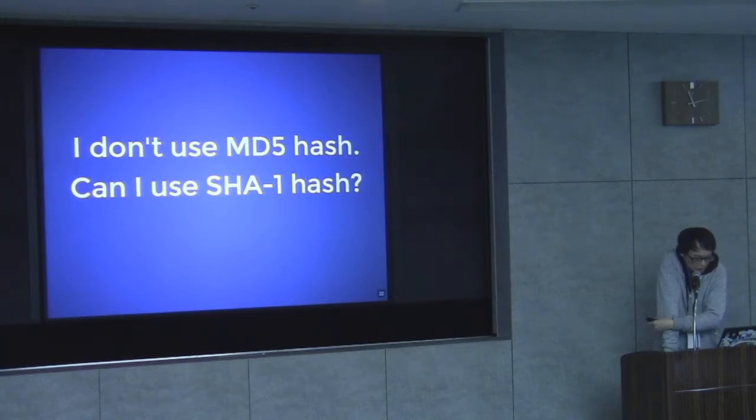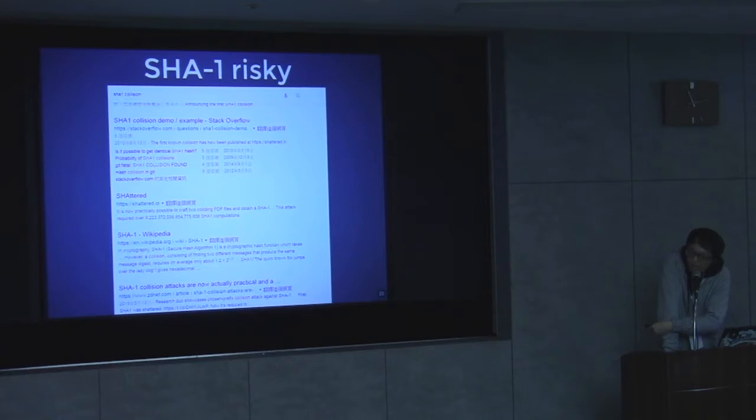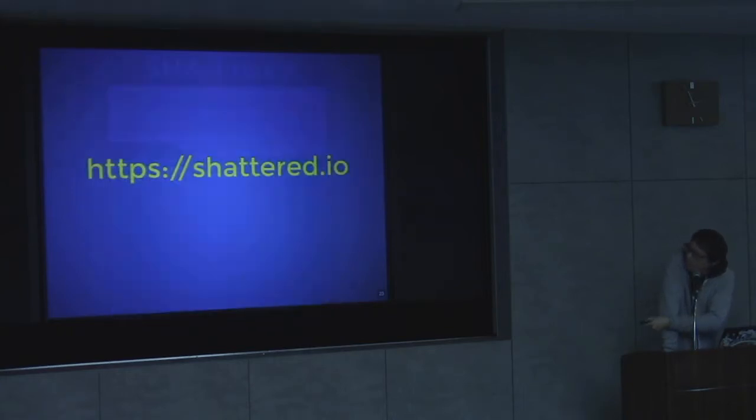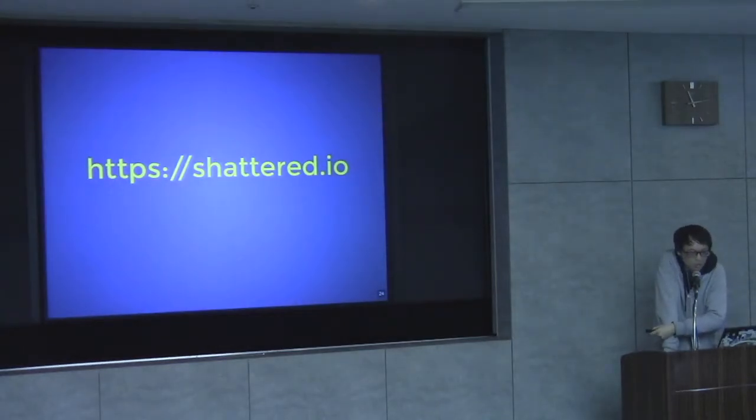So you have one question. If I don't use MD5 hash, can I use SHA-1 hash? SHA-1 hash has another risk. If you type the keyword SHA-1 risky, then you can find these results. And here is the reference link about shattered.io. Shattered.io talks about how they used PDF documents to prove the SHA-1 risk.